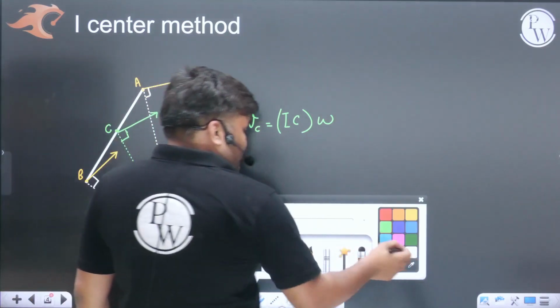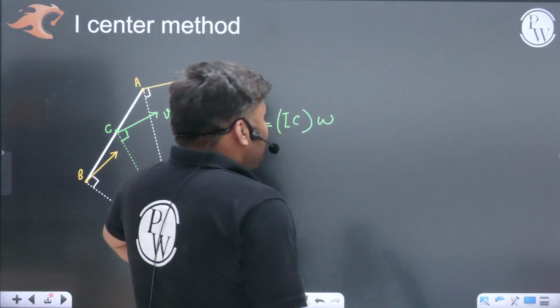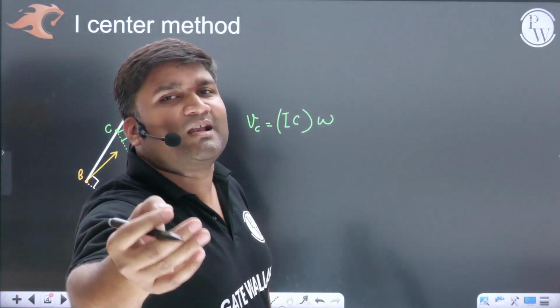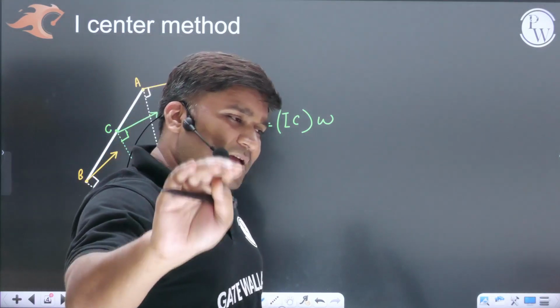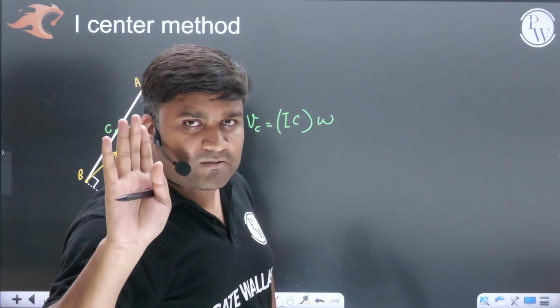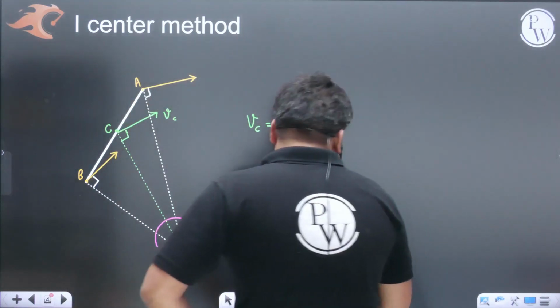One more thing. In the examination, they will ask one very important question: for any given mechanism, first of all, tell me how many instantaneous centers (I-centers) are going to be there. So, for each pair, we are going to define one I-center.